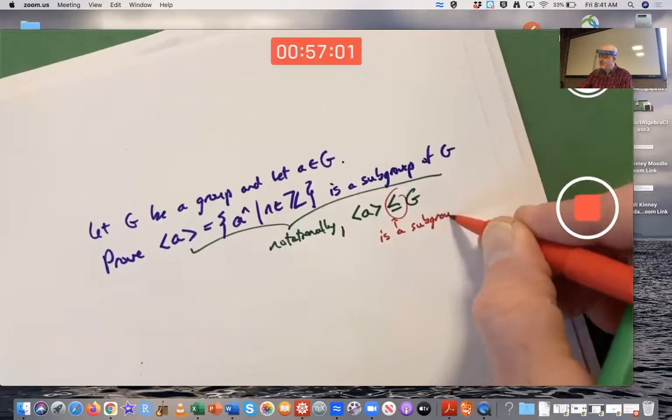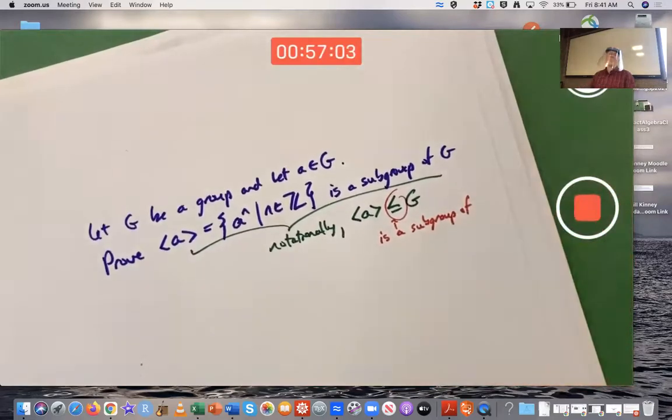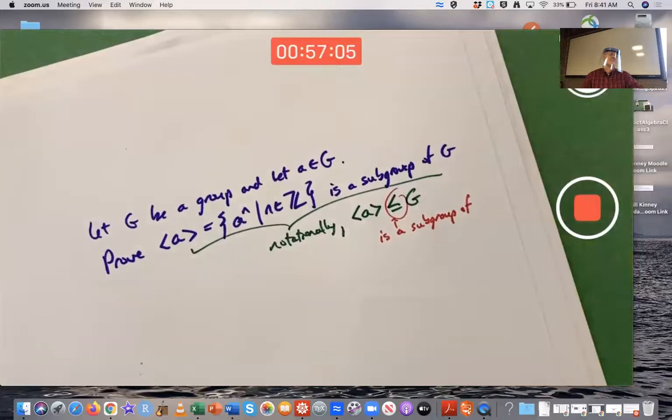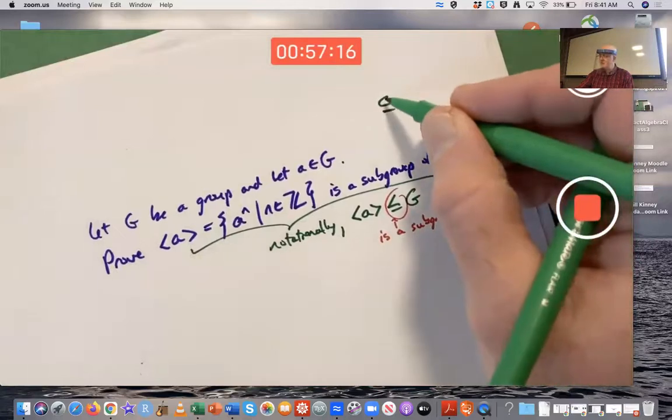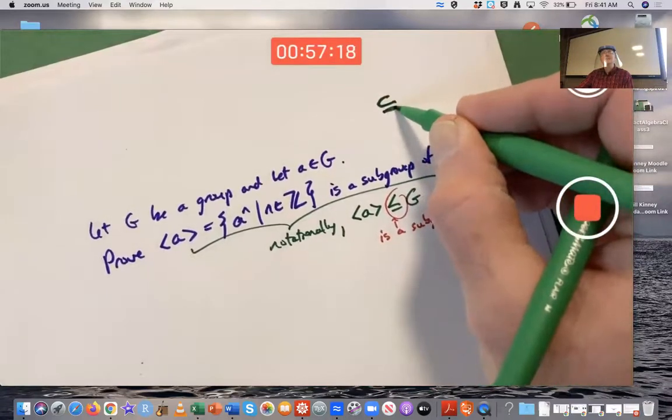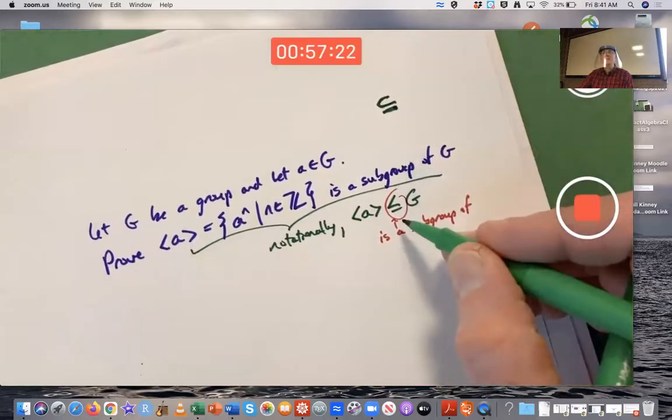These are not numbers. These are sets and evidently groups. Use that notation when it's a subgroup, contrasted with subset notation, which you can always use whenever you've got a subset. Only use this notation when you've got a subgroup. It's not just a subset.